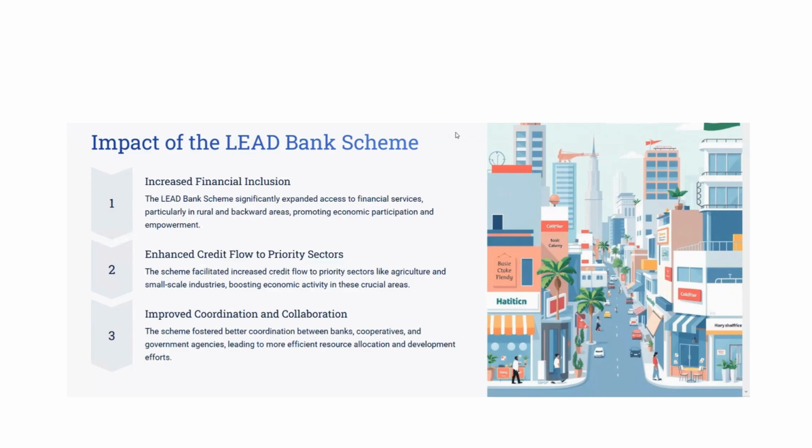The scheme facilitated increased credit flow to priority sectors, which are agriculture and small scale industries, boosting economic activities in these crucial areas. It improved coordination and collaboration. The scheme fostered better coordination between banks, cooperatives, and government agencies, leading to more efficient resource allocation and development efforts.